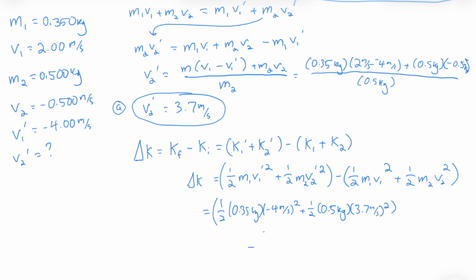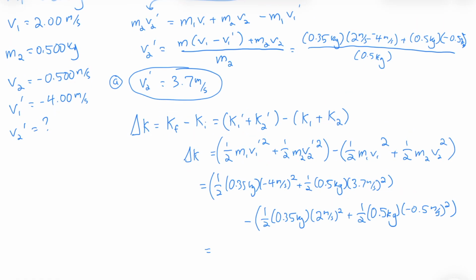And we'll subtract from that the sum of the kinetic energies in the beginning, which will take, again, 1/2 the mass of object 1 times its initial velocity, 2 meters per second, squared. And then we'll add the kinetic energy of object 2, which was 1/2 times its mass, 1.5 kilograms, times its initial velocity, which is negative 0.5 meters per second. We're going to square that, so again, the negative doesn't really matter. And so if we plug all that into our calculator, then we end up getting a change in energy of 5.46 joules.